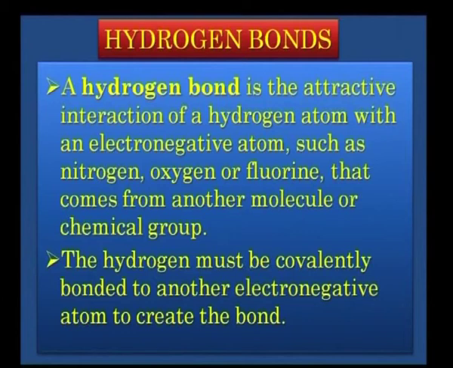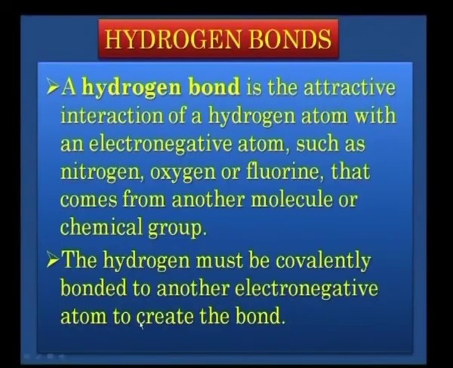So, hydrogen will be present, and another atom. Electronegativity plays a very important role. The electronegativity difference gives the magnitude of the dipole moment, or the polarity arises because of the electronegativity difference between the hydrogen atom and the other atom, which gives rise to the hydrogen bond, right. The hydrogen must be covalently bonded to another electronegative atom to create the bond, right.